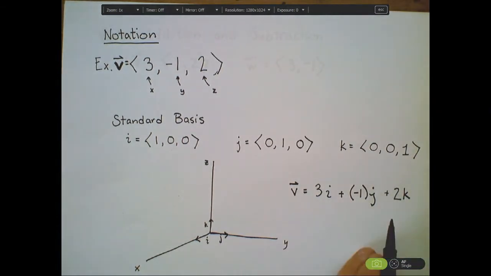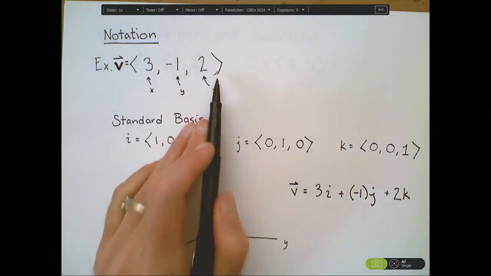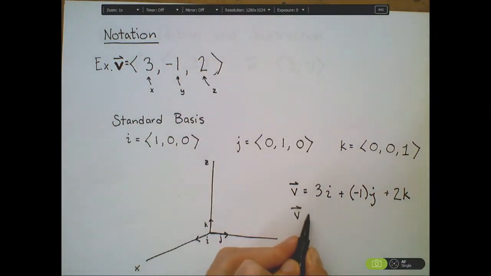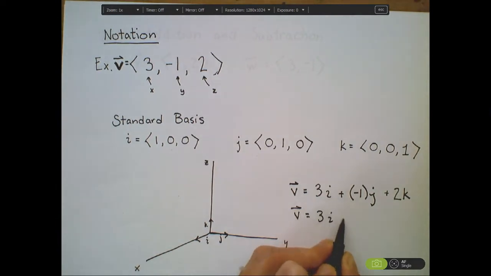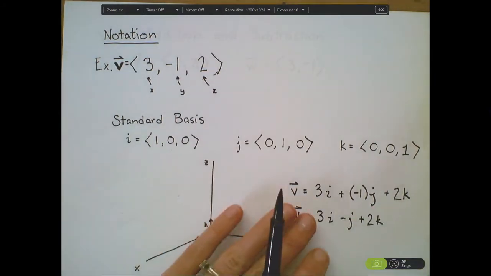So this is an alternate way. If I didn't want to use this vector with these pointed brackets, I could also represent my vector v as 3i minus j plus 2k. So I haven't done anything to this vector. I'm just rewriting it using the standard basis vectors.